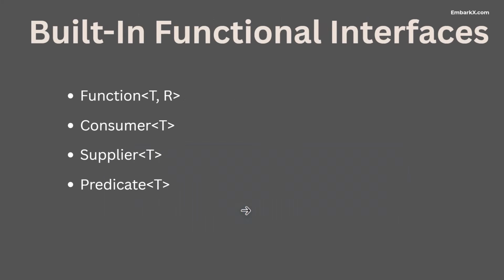Now, there are a few functional interfaces that are pre-built in the Java library. Of course, you can define your own functional interface as well using the annotation that I showed you, @FunctionalInterface. But there are a few that exist in the Java library, and these are the ones that I've listed over here: Function, Consumer, Predicate, and Supplier. Now let us talk about each one of them.